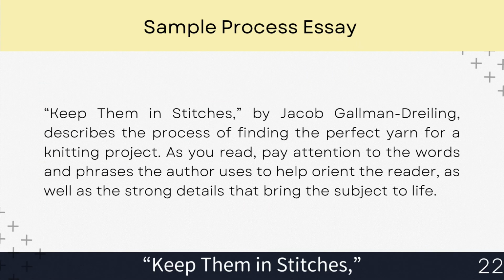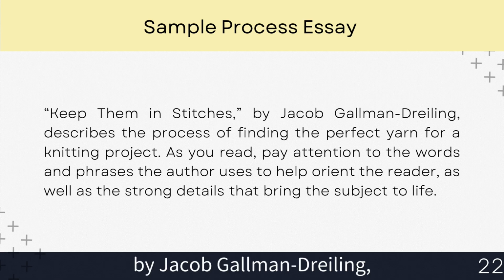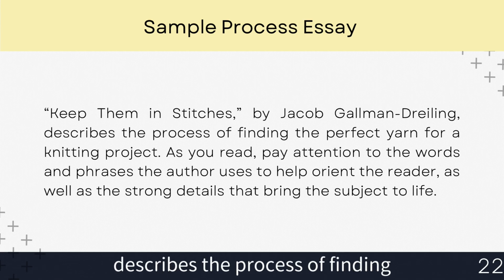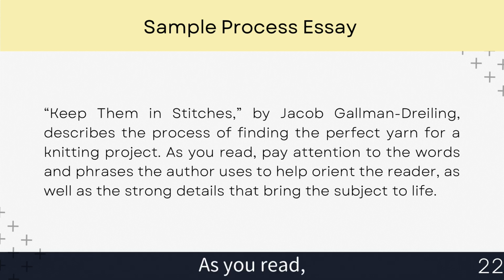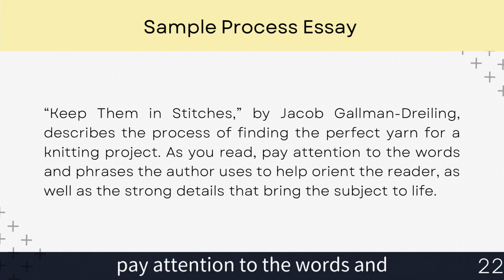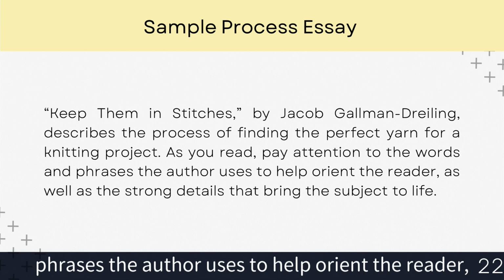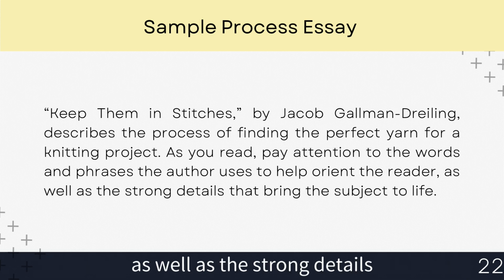Keep Them in Stitches, by Jacob Gallman Dreiling, describes the process of finding the perfect yarn for a knitting project. As you read, pay attention to the words and phrases the author uses to help orient the reader, as well as the strong details that bring the subject to life.